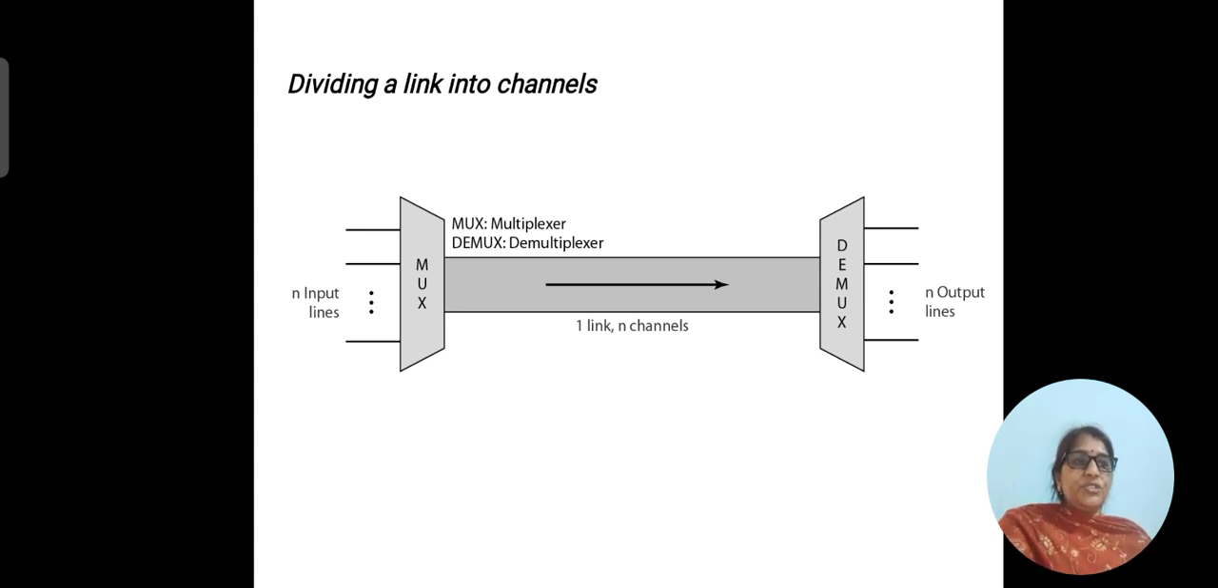So, as shown in this slide, we have the figure of multiplexing in which we have n number of input lines, and which has one link and n channels, as shown by the arrow mark in the figure, connected to a demultiplexer, which has n output lines.